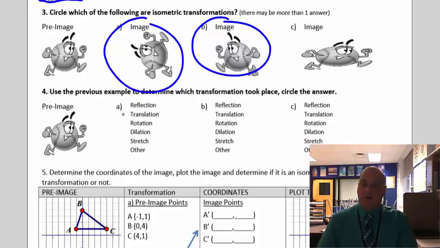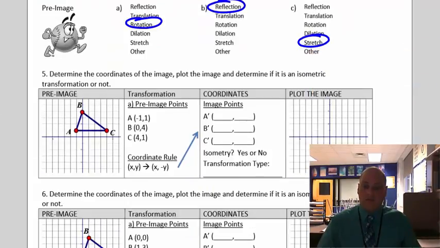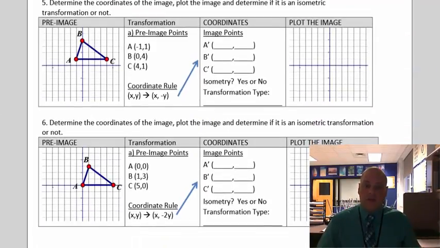All right, so this one here was a rotation, and then this one here was a reflection, and then this guy here was a stretch. And we didn't circle him because it was non-isometric. Hope we're understanding a little bit. And we're going to do a couple more examples, and then we're done.